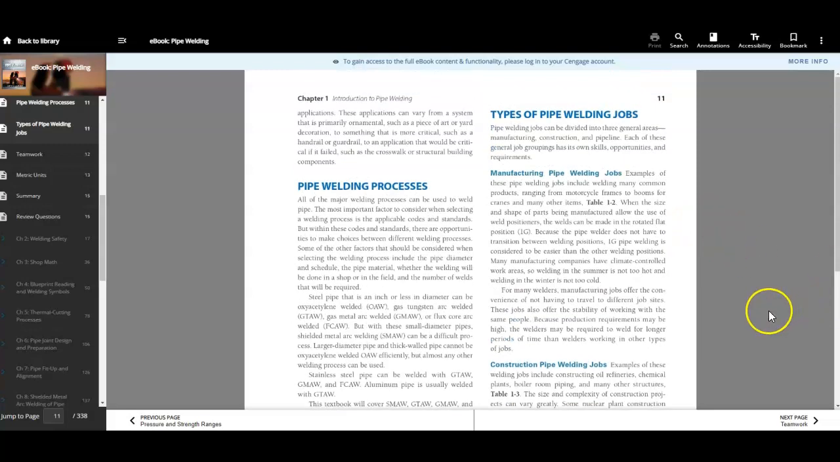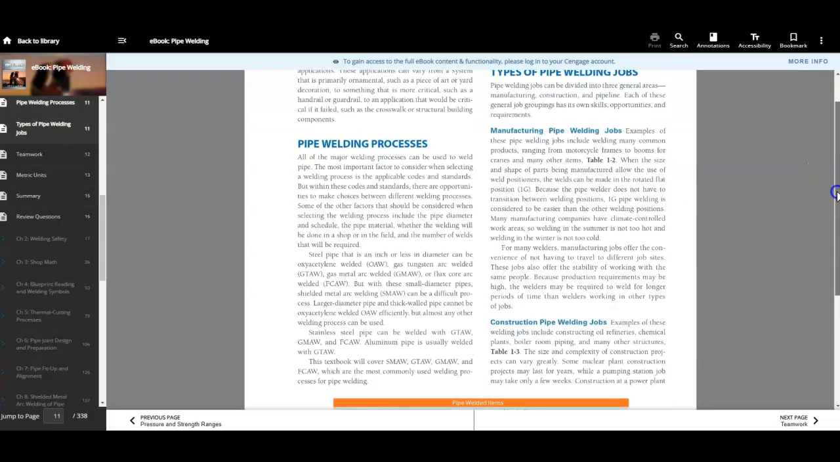Types of pipe welding jobs. Pipe welding jobs can be divided into three general areas: manufacturing, construction, and pipeline. Each of these general job groups has its own skills, opportunities, and requirements.